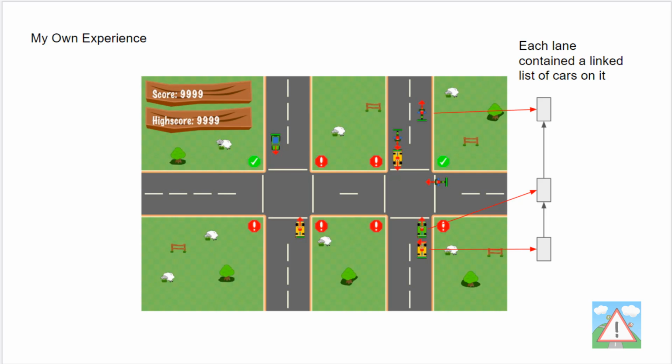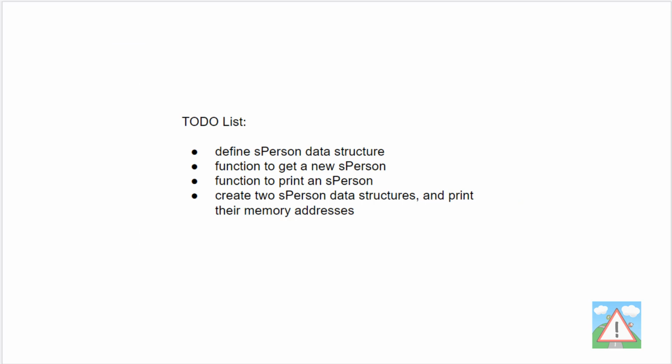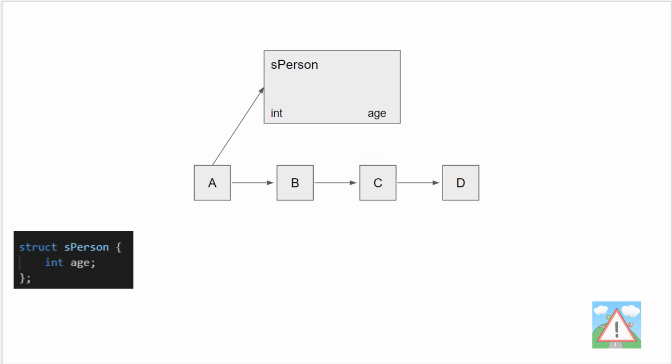So what do we need to do in this video to prepare ourselves to get going with linked lists? Well, we need to define our data structure, our A, B, C, D, which will be called sPerson. We'll write a function that allocates the memory for a new data structure, and a function to print this person structure to the screen, also with its memory address. Then we'll create two person data structures and print their memory addresses to the screen. In the next video, we'll link those up, but we'll just make a start with getting some of the code done in this one.